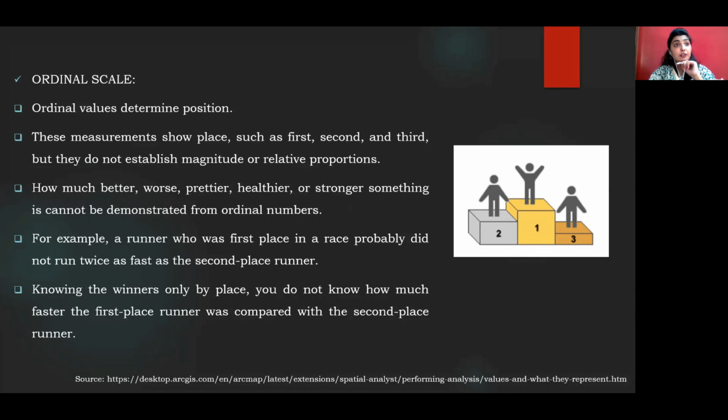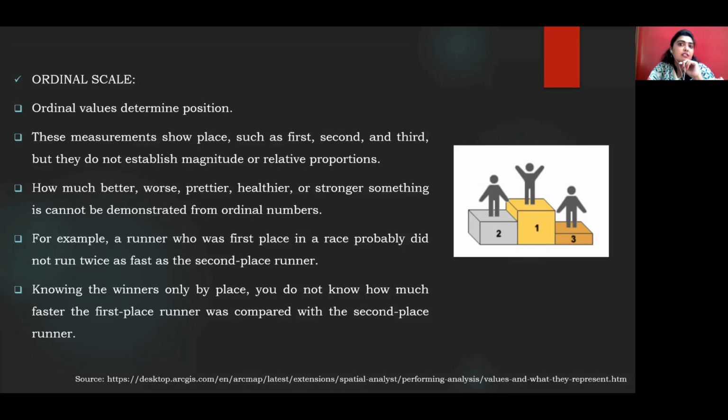Ordinal, the name itself tells you, it determines the order. How much better or how worse, prettier, healthier, all this cannot be demonstrated from ordinal numbers. So for example, in running a race, who comes first, who comes second, who comes third, is ordinal scale. So knowing the winners only by place, you do not know how much faster the first runner is when it comes to the second runner.